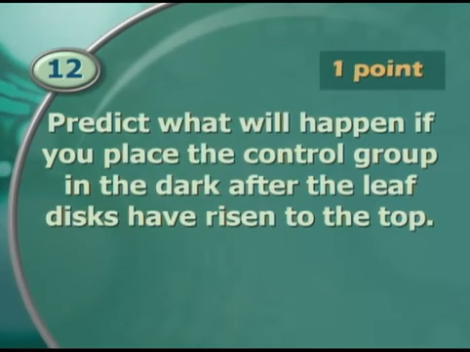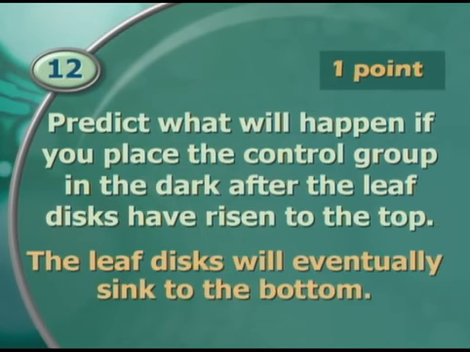Question number 12. What is going to happen when you place those control group in the dark after the leaf discs have already risen back to the top? Well, remember what is happening. Those leaf discs are eventually going to sink back to the bottom because photosynthesis, at least the light dependent phase, is going to stop. And what have you done? You've put it in the dark. Okay, and obviously photosynthesis requires light. So you're stopping photosynthesis, but realize photosynthesis has stopped, cellular respiration continues, producing more carbon dioxide.